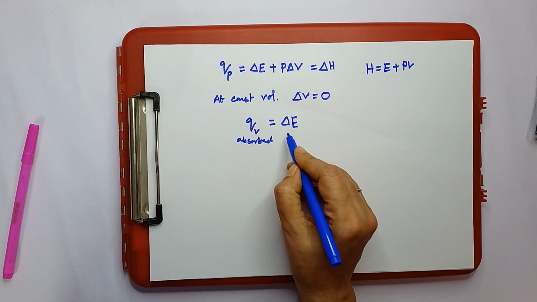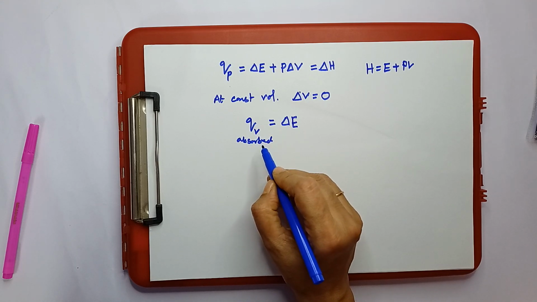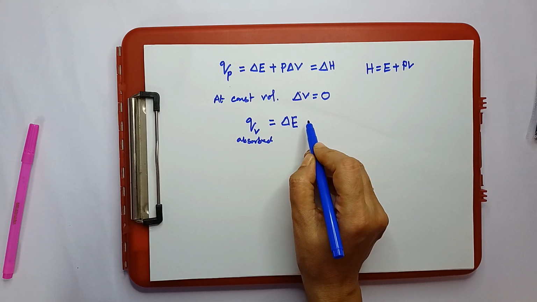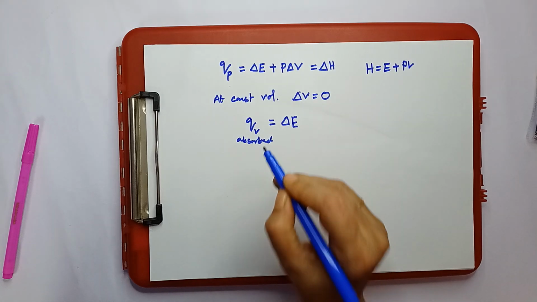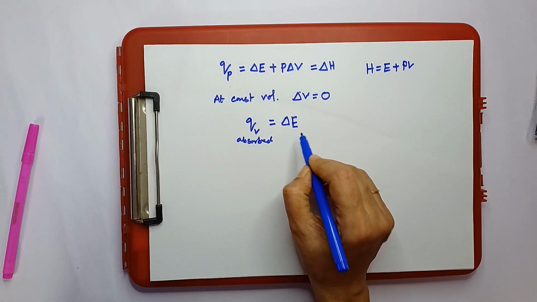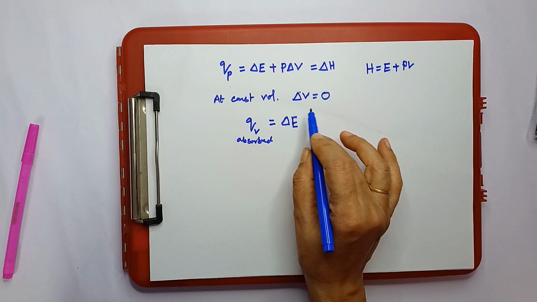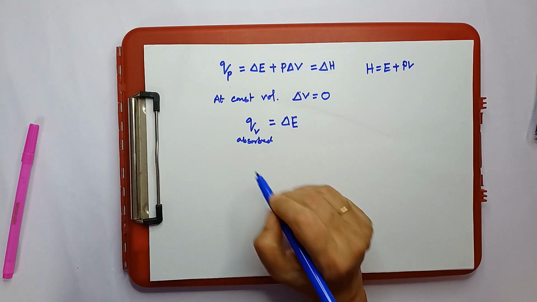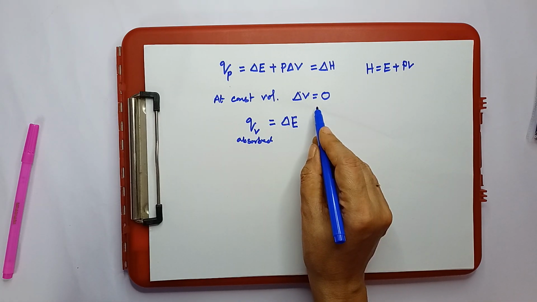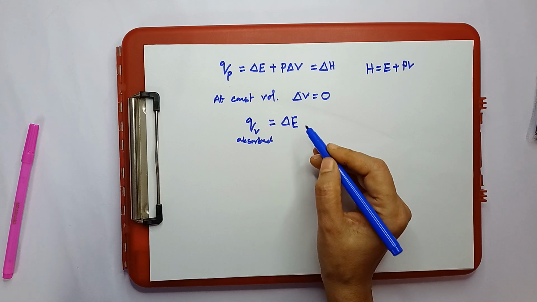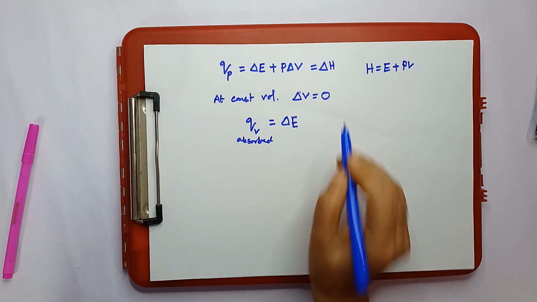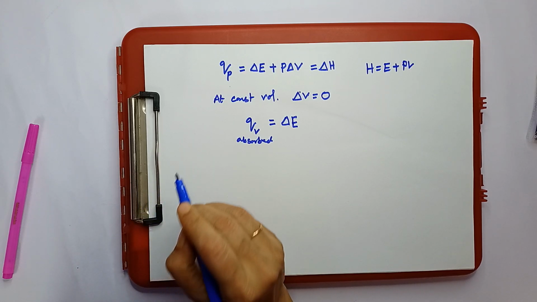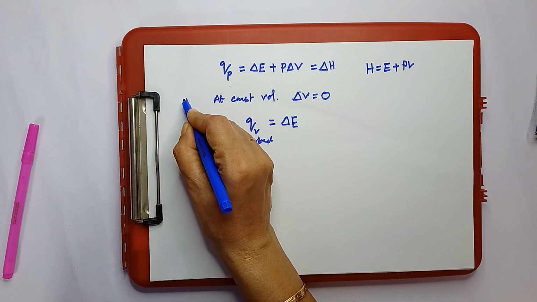So what can we conclude? When heat is absorbed at constant volume, it will increase only the internal energy. The entire absorbed heat goes to increase the internal energy of the system because there is no pressure volume work. Similarly, heat released from the system at constant volume will decrease the internal energy of the system, and there is no question of any pressure volume work. This is the first case.